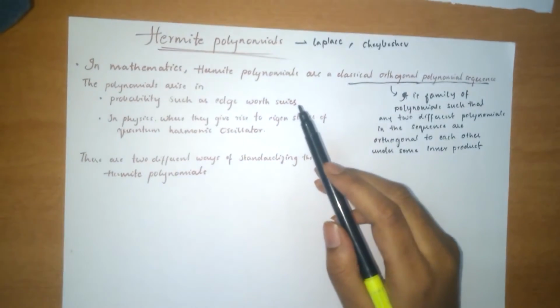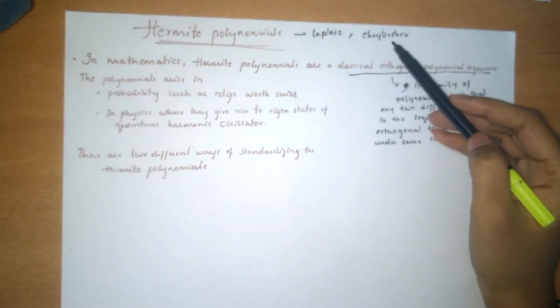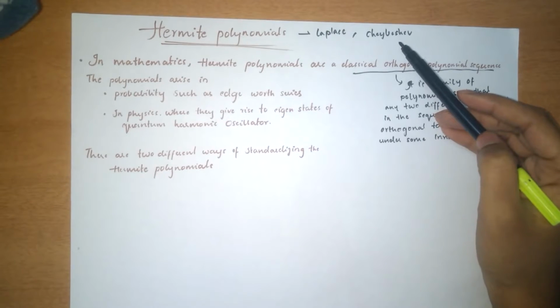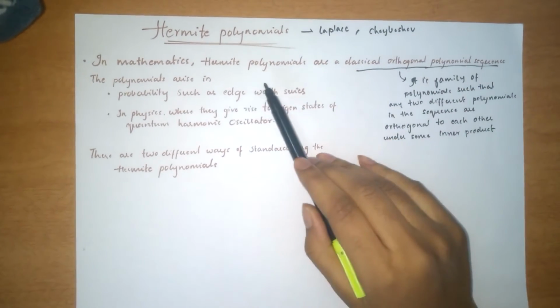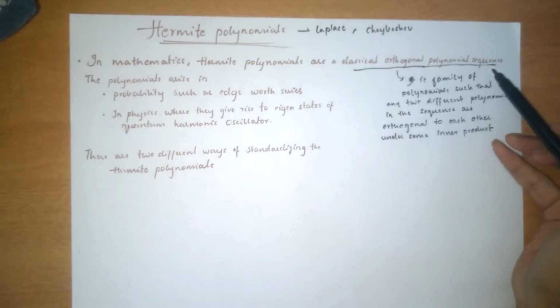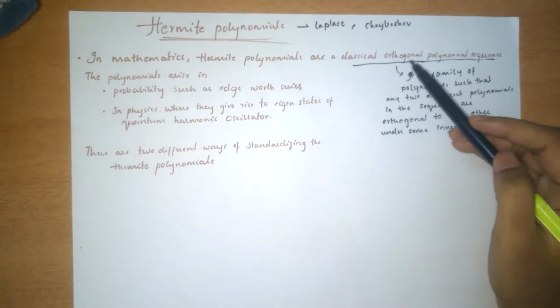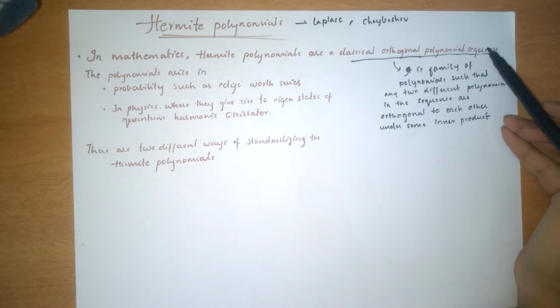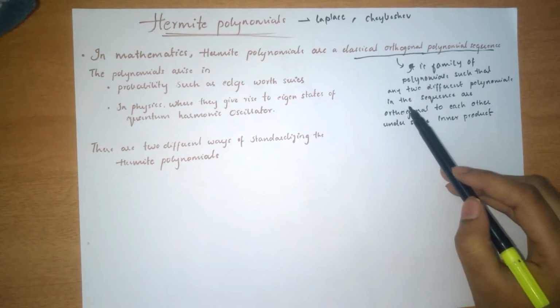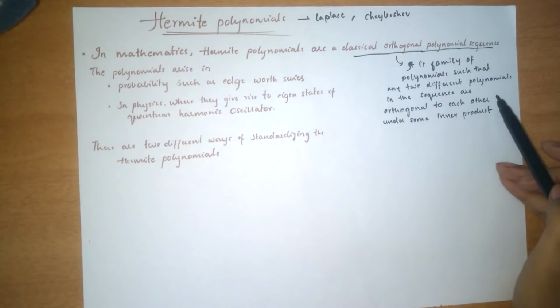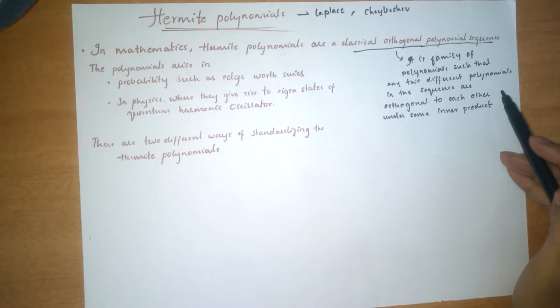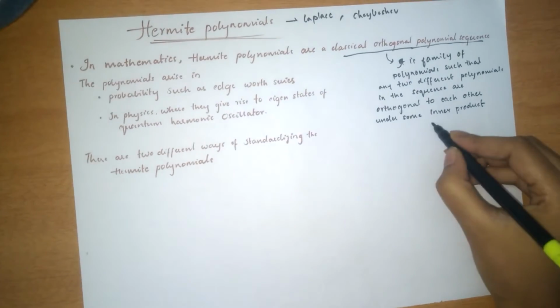Hermite polynomials are defined by Laplace and later studied in detail by Chebyshev. In mathematics, Hermite polynomials are a classical orthogonal polynomial sequence. What is this classical orthogonal polynomial sequence? It is a family of polynomials such that any two different polynomials in the sequence are orthogonal to each other under some inner product. What is this inner product?